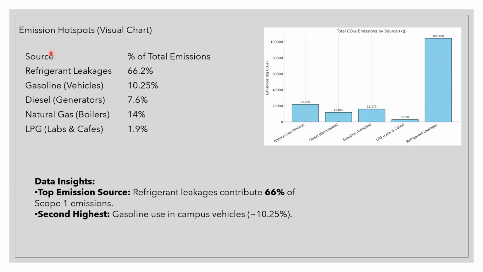Now I have calculated, and we have hotspots. I have plotted the hotspots in the form of a graph to identify which area is high and which is low. Refrigerant leakage has a very high value, 66.2%. Once we have identified it, we can reduce that. In the bar chart, it is very high, and the lowest is LPG, labs and cafes, which emit very little. One has to work on refrigerant leakage, and on gasoline vehicles also to some extent. The top emission source is 66%, a scope 1 emission. Scope 1 is direct emission, under the control of the people or the organization. The second highest is gasoline in the campus. We can identify this hotspot from the chart or from the values.